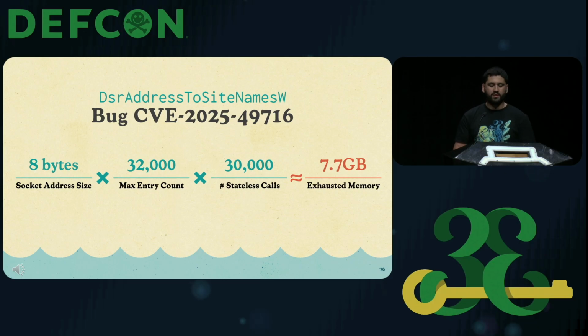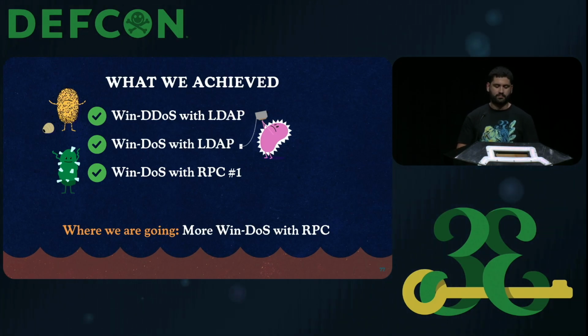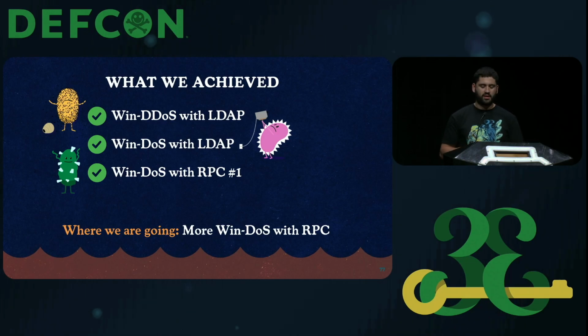Repeating this call at scale exhausts memory faster than it frees, causing the DC to crash. With this, we've added another unauthenticated denial of service attack, another Win-DoS, this time via RPC instead of LDAP. So great, another new vulnerability.